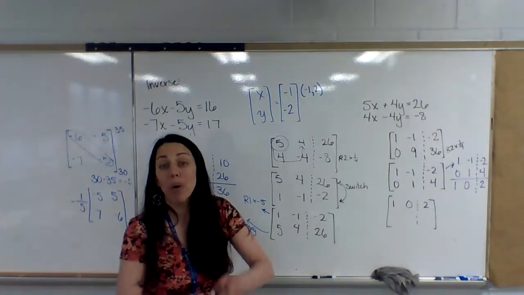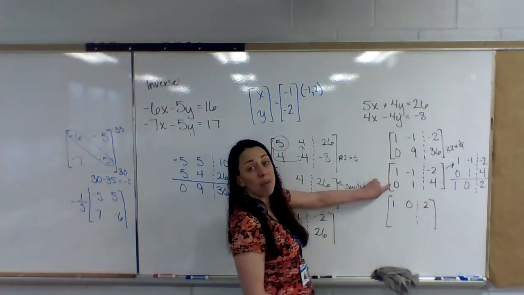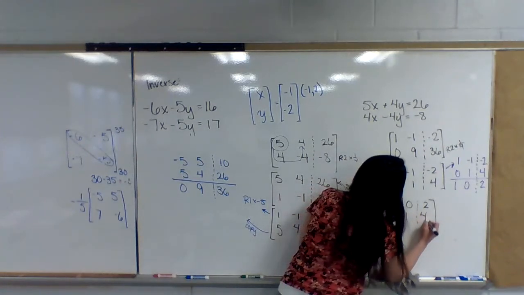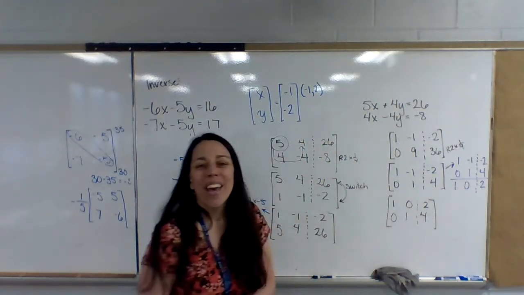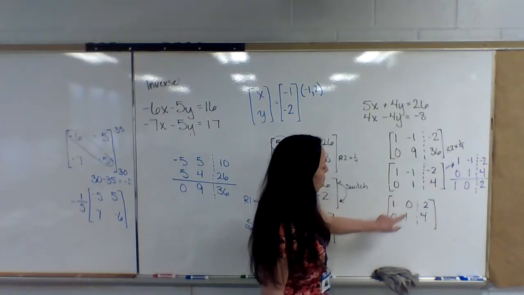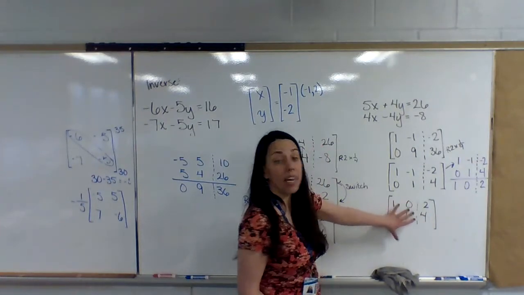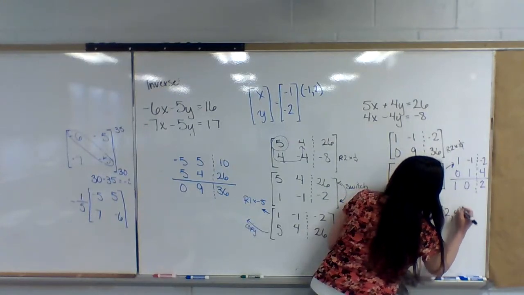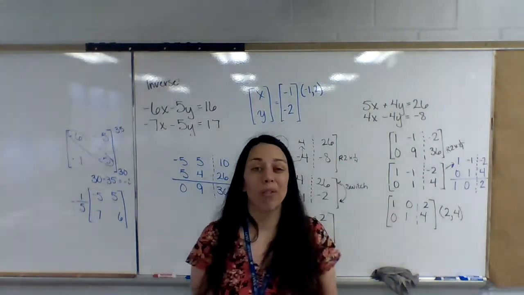Remember my bottom row, I really didn't want to change. I was just doing that to help me out. So I'm going to write 0, 1, 4. And since I now have 1, 0, 0, 1, I'm done. Look at this side. Your answer as an ordered pair is 2, 4.